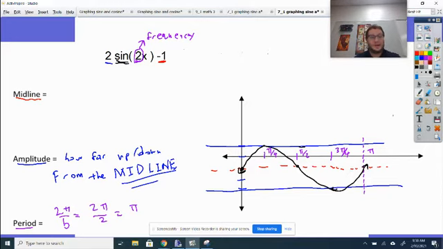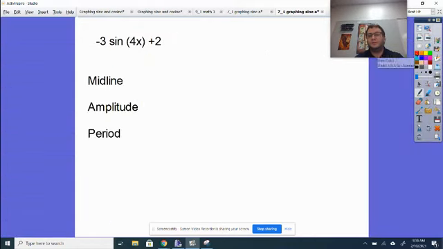And that's it. That's graphing sine and cosine. It's nothing really super fancy. That's basically all you have to do. Okay, so let's look at another one.